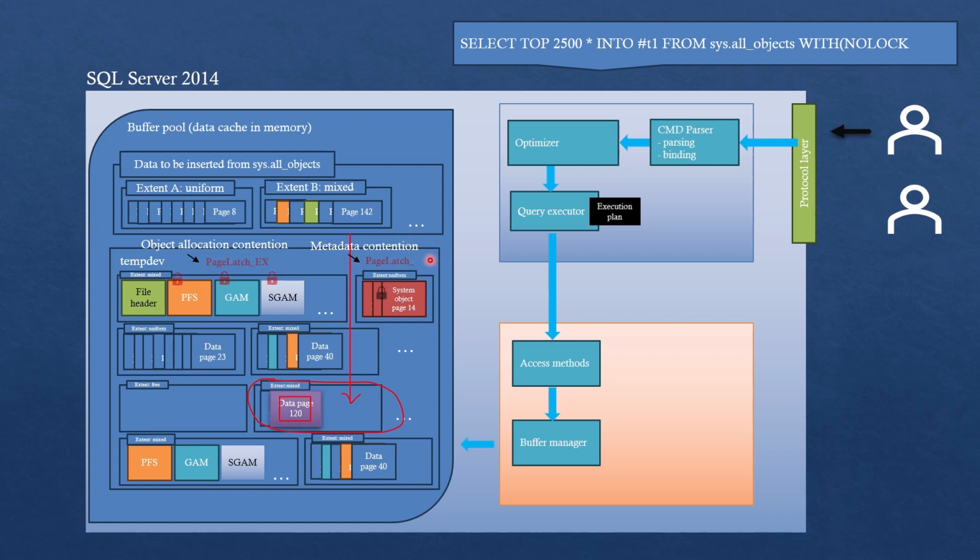Okay? So we might have two types of contention: metadata contention and object allocation contention. We will talk about how to troubleshoot this object allocation contention in this session, and in the next session, which I'm going to do tomorrow or after tomorrow, I'll share how to troubleshoot this metadata contention.